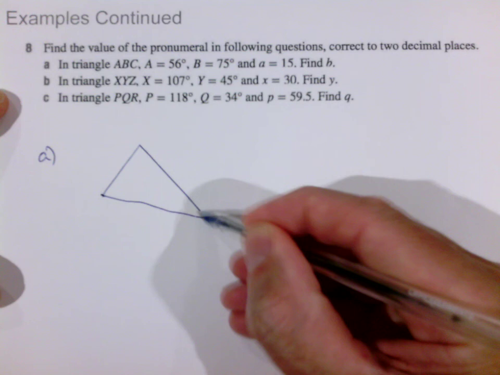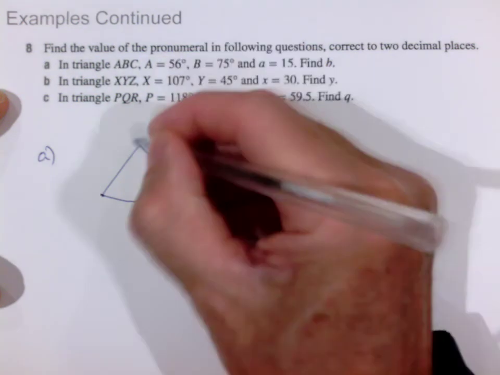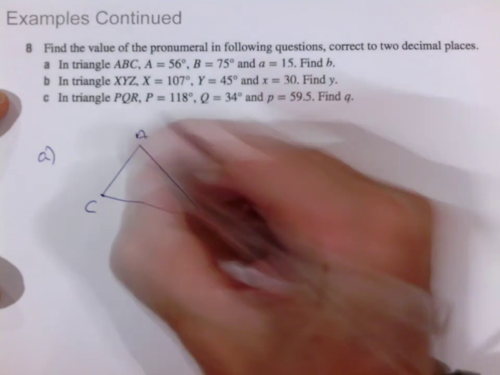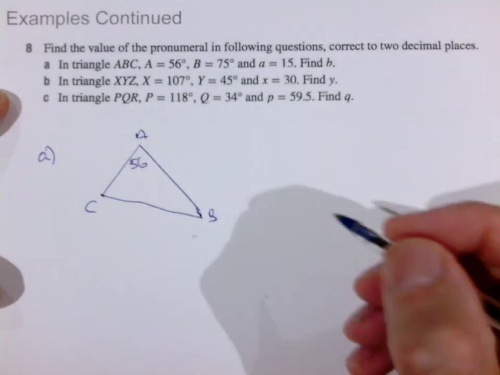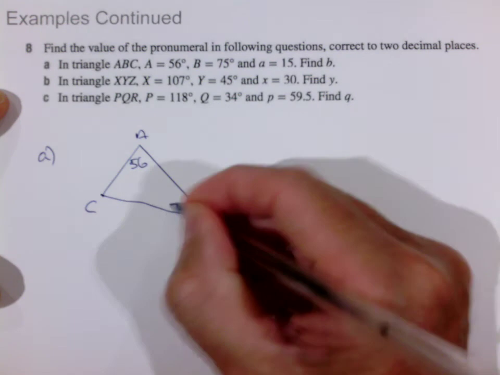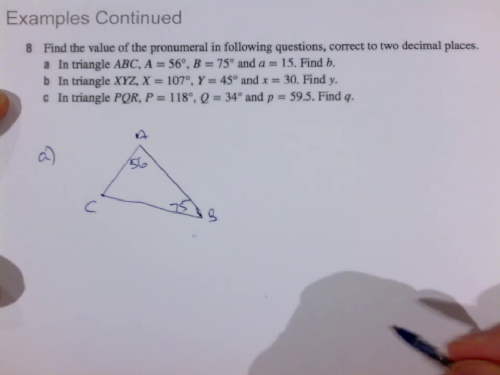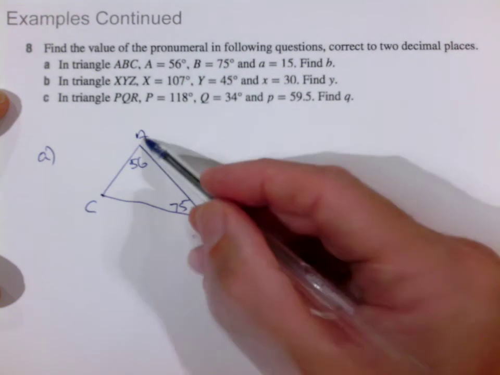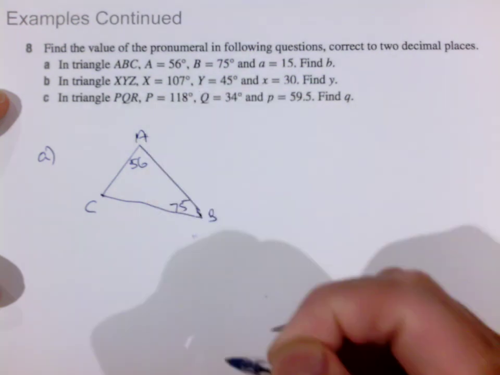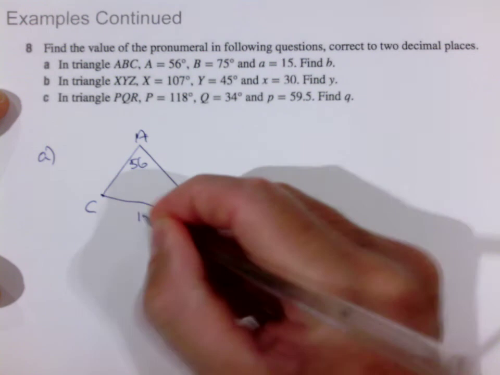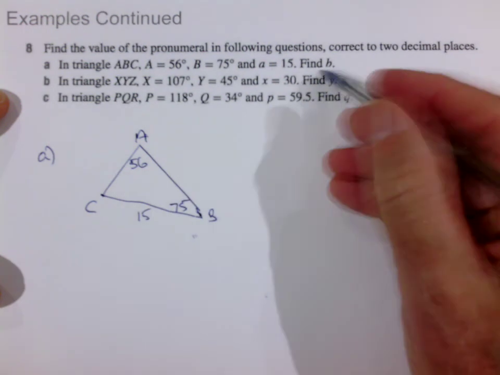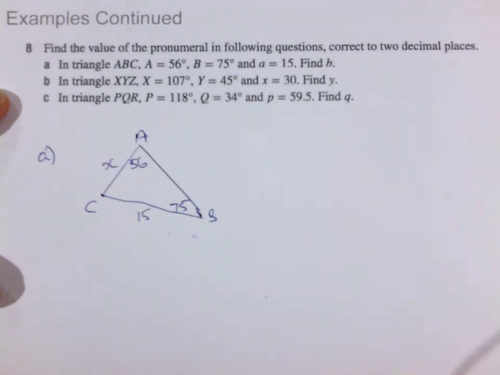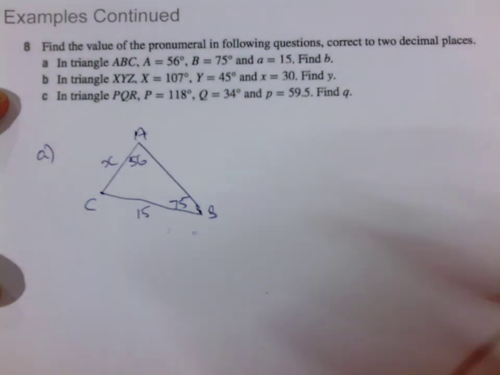Generally, if you do them in the order they've got them, A, B, C, it says angle A is 56, angle B is 75, and little a, how do we know where it is? It's always opposite the capital. So if that's capital A, little a over here is going to be 15, and we're asked to find little b. Well, that's going to be on the other side from this, so we're after this. Okay, so I've got my pairs of information again.